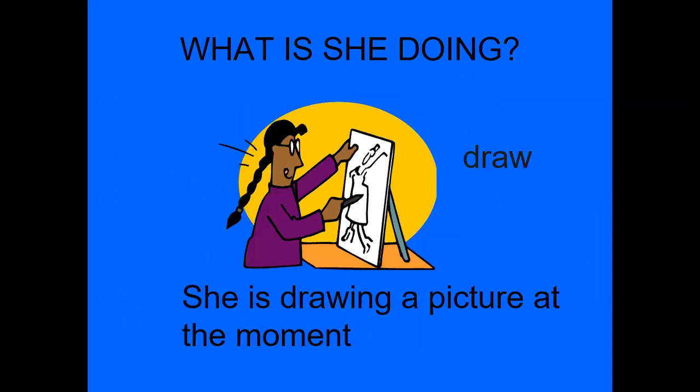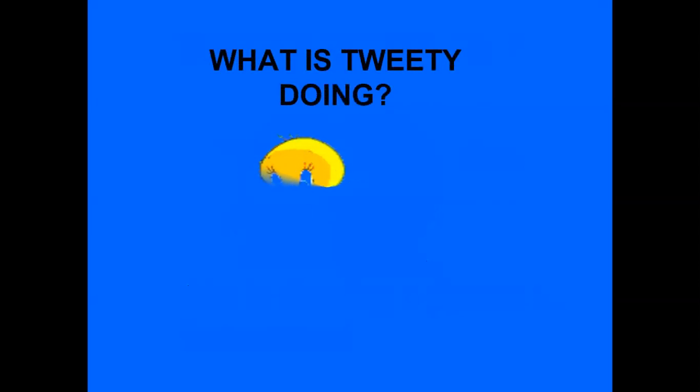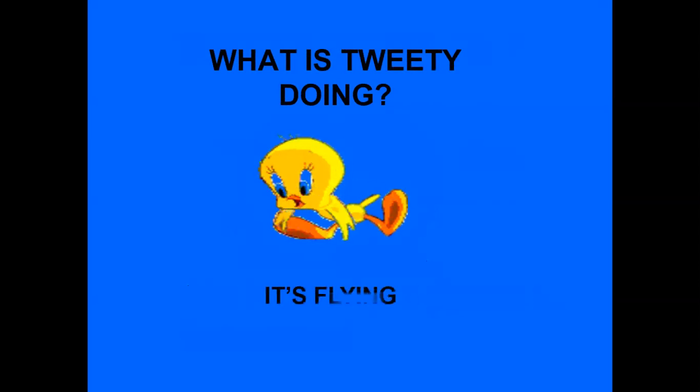Okay, so now the information question is, what is she doing? You can change it for any other verb. You can say, what is she wearing? What is she eating? So in this case, we have an example of draw, which is she is drawing a picture at the moment. What is Tweety doing? We're gonna use it because it is not a person, it is an animal.